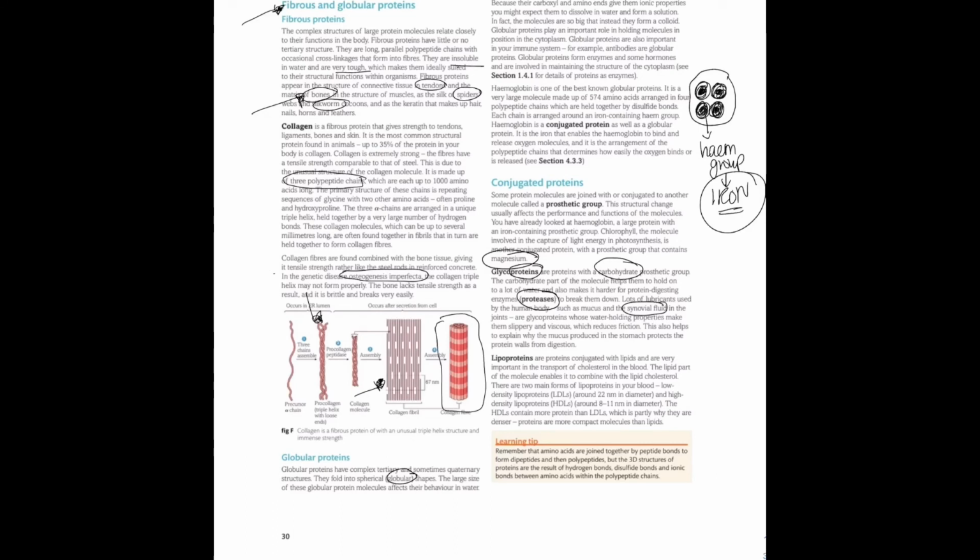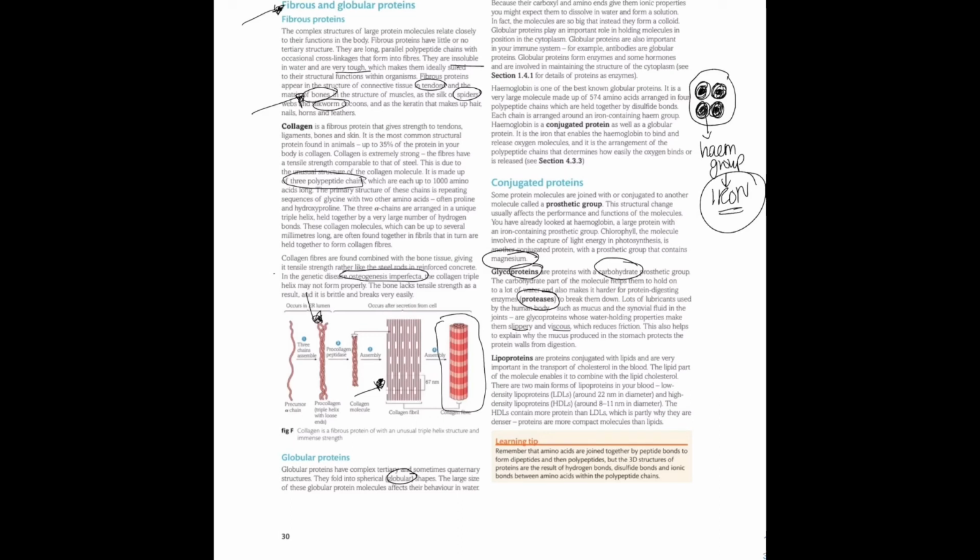So that's the synovial fluid. If you ever cracked your fingers, you would hear pops, and that's because of the synovial fluid. They are glycoproteins. So mucus and synovial fluid are glycoproteins, whose water-holding properties make them slippery and viscous. So people with cystic fibrosis have less water in the mucus, and as a result the mucus will be drier. And so the slipperiness and viscousness reduces friction. This also helps to explain why the mucus produced in the stomach protects the walls from digestion.